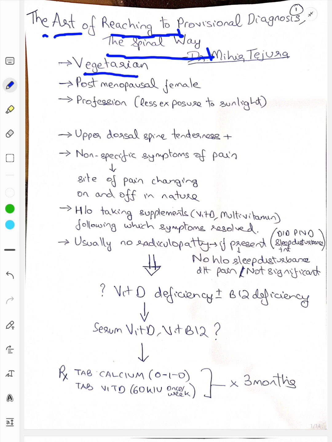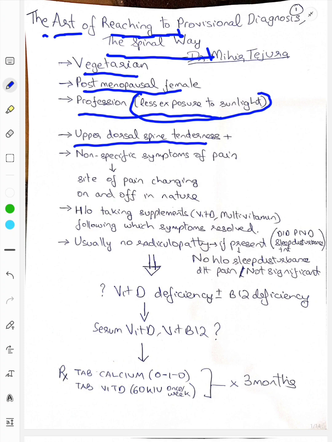Whenever the patient is a vegetarian, pure veg diet, a post-menopausal female, 10 years menopausal, 7 years menopausal, and the profession is a corporate job, corporate worker, having less exposure to sunlight. Additionally, if the patient has midline spinal tenderness or upper dorsal spinal tenderness, and presents to you with non-specific symptoms, the non-specific site of pain is changing. Sometimes the patient says that 2 months back I had right lower back pain, right now I am having left lower back pain, a little bit of radiculopathy symptoms. The site of the pain is changing. It is on and off in nature, right? For 2 months the patient says that I had a history of similar low back pain 2 to 3 years back, and now I'm having pain again, but the site has changed.